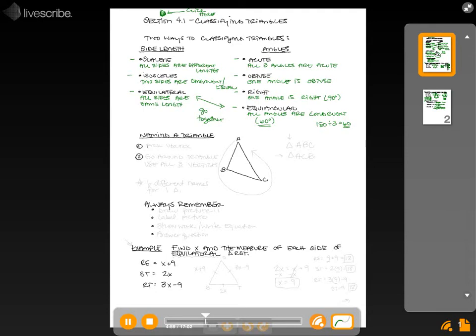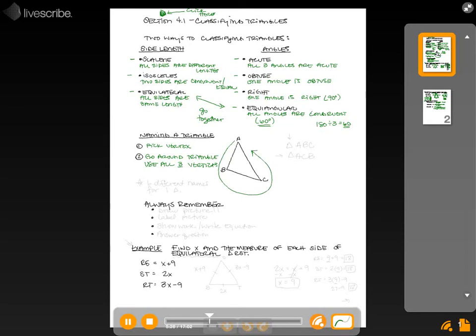First thing you want to do is pick a vertex, which is one of the corners. Pick one of the corners. And then the second thing is you're going to go around the triangle, and you make sure that you hit all three vertices, all three corners. Okay, so I'm going to start with A. I'm going to work my way back around to A.